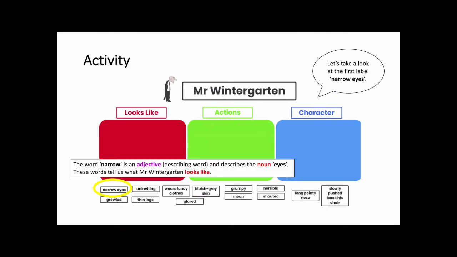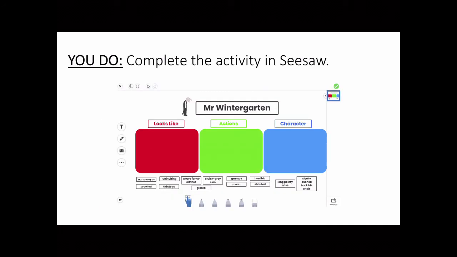The word narrow is an adjective, a describing word, and describes the noun eyes. These words tell us what Mr. Wintergarten looks like. He has narrow eyes. We need to move this one to the red box. Now it's your turn. Complete the activity in Seesaw.